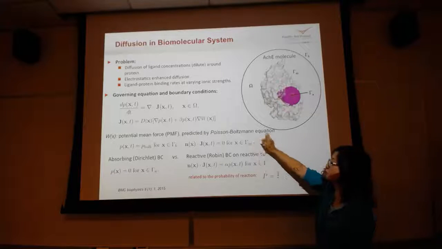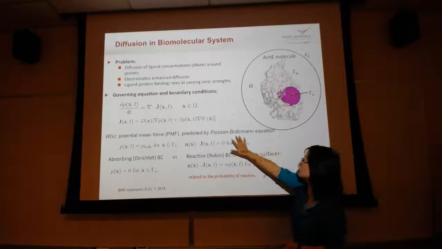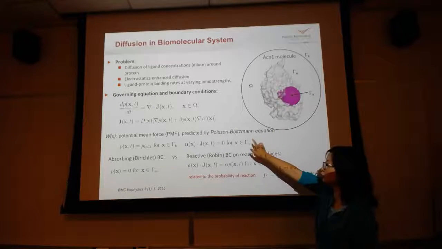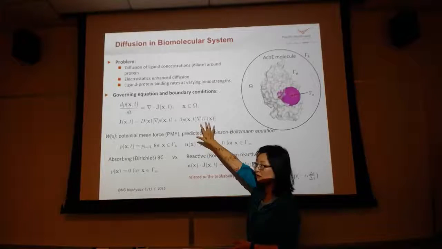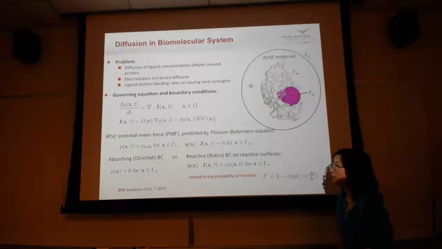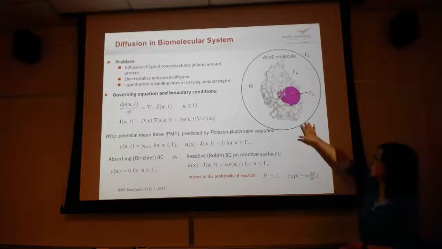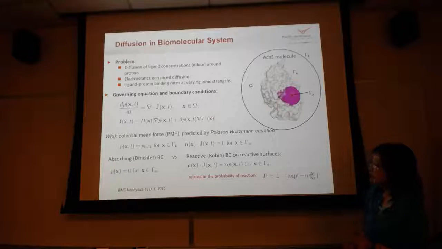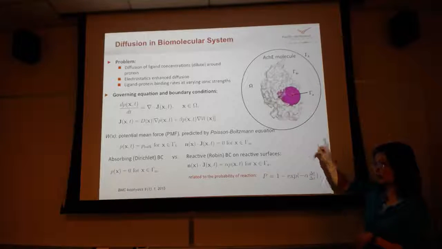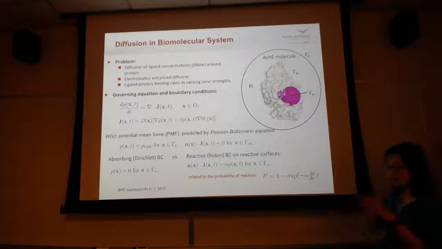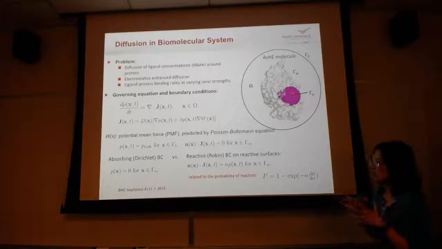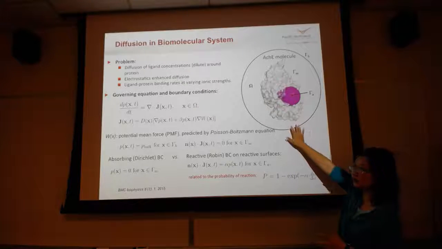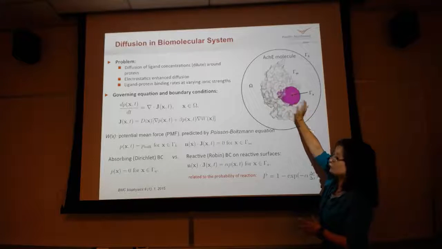Here we assume the ligand is very dilute, so the Poisson-Boltzmann equation is still valid. Then we can solve this Poisson-Boltzmann equation to predict the potential mean force, and at the same time solve this diffusion governing equation in the bulk solvent around this molecule, the protein. What I want to point out for this specific application is that, although we use the governing equation to describe this process, the question is what kind of boundary condition you are going to give for the reactive surface.